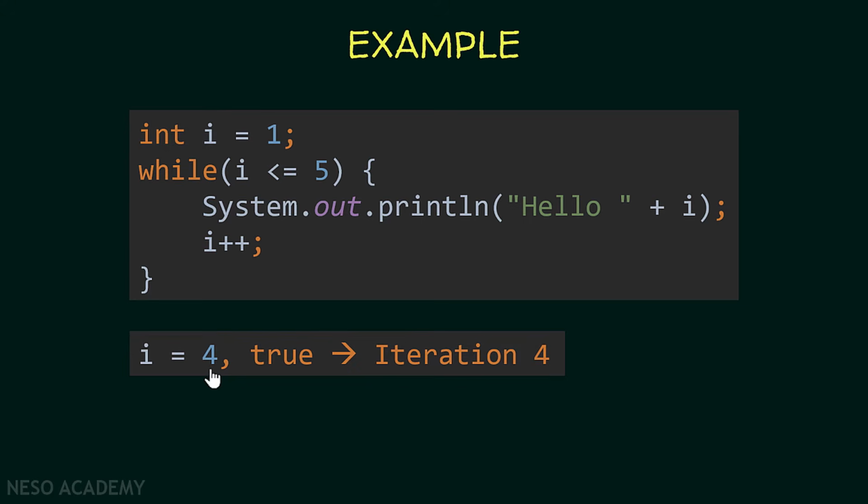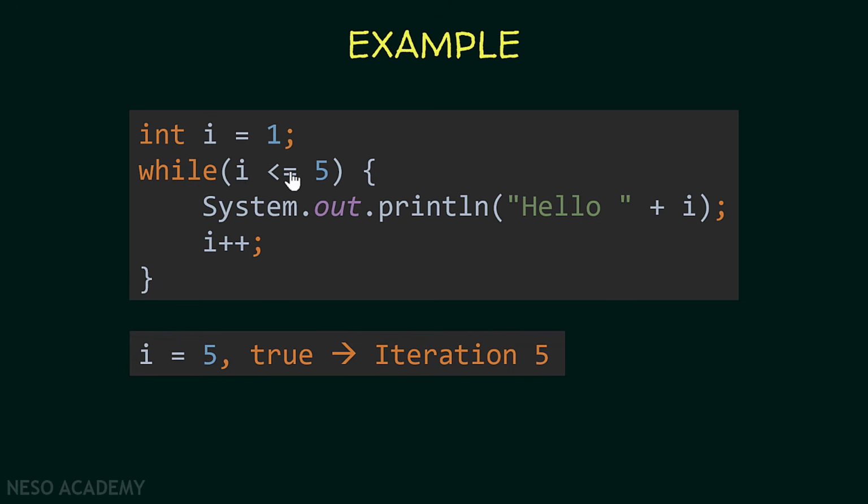So now I is equal to 4, also the condition is true. So we will execute iteration 4 and after that I will be equal to 5. So the condition is true, so we'll execute iteration 5. So when we are executing iteration 5, we are going to print hello 5 and after that we will increment I. So at this point I will be equal to 6 and the body of the while loop ends over here. So now we will go to the beginning and we will check the condition.